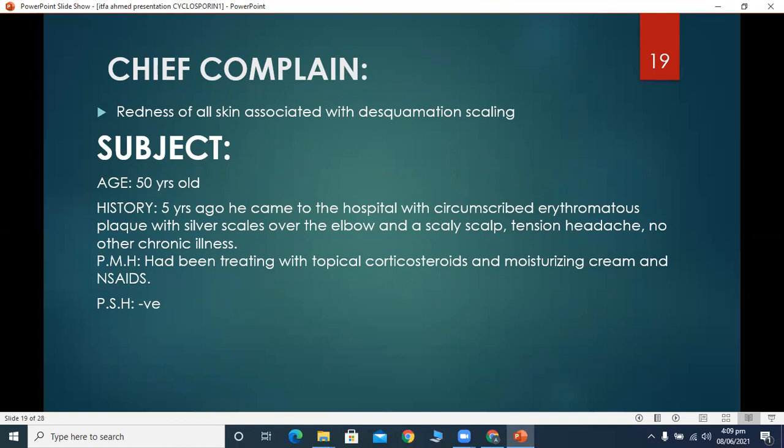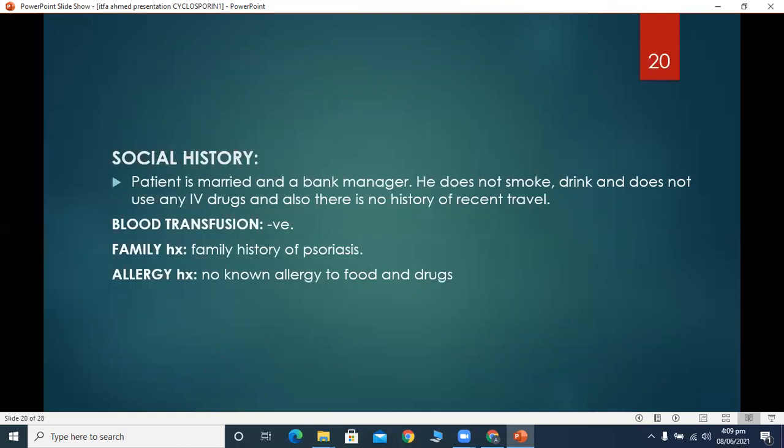Now we will discuss our patient, who is 50 years old. Five years ago, he came to the hospital with circumscribed erythematous plaque with silver scales over the elbow and a scaly scalp. He has tension headache and no other chronic illnesses. PMH, that is the patient's medical history: he has been treated with topical corticosteroids, moisturizing cream, and NSAIDs, and his PSH is negative. Now we will talk about his social history.